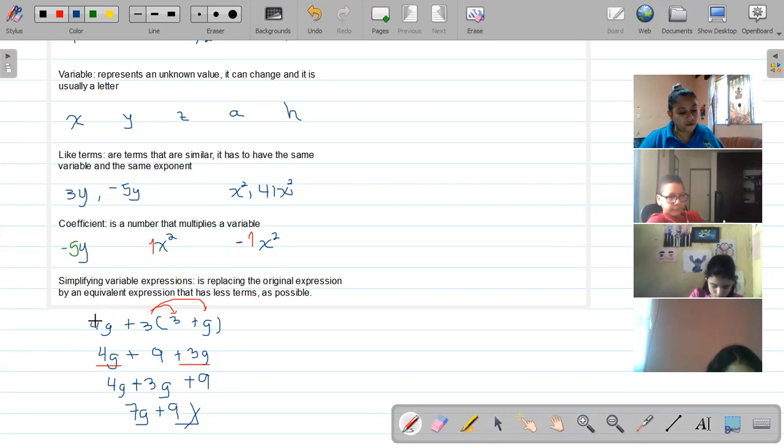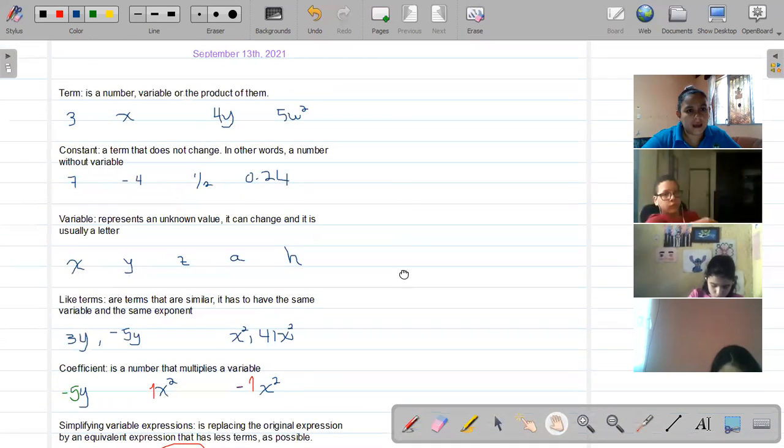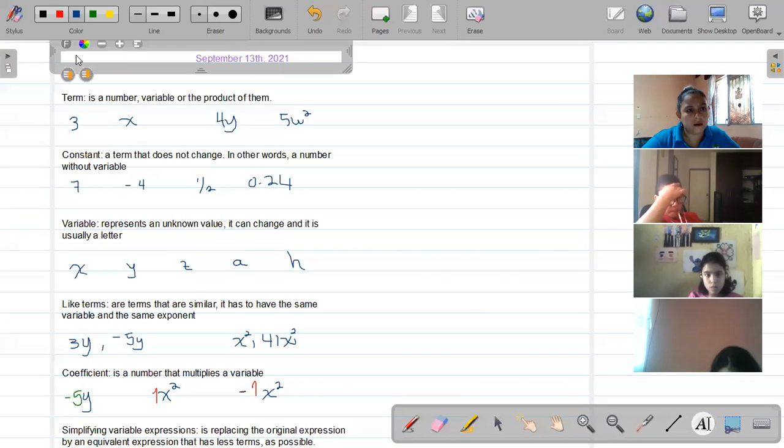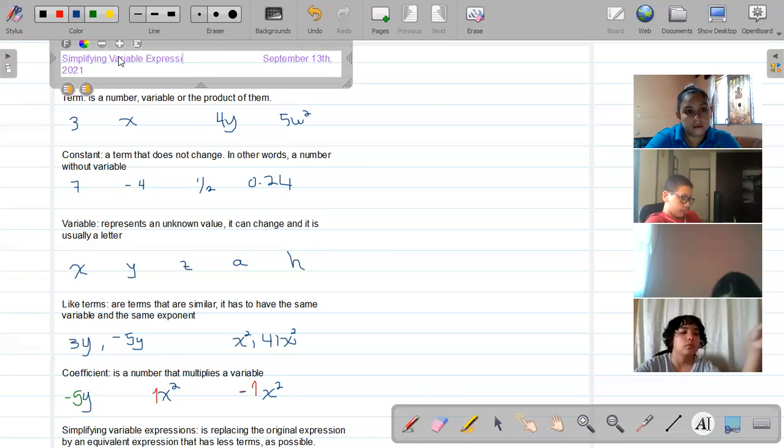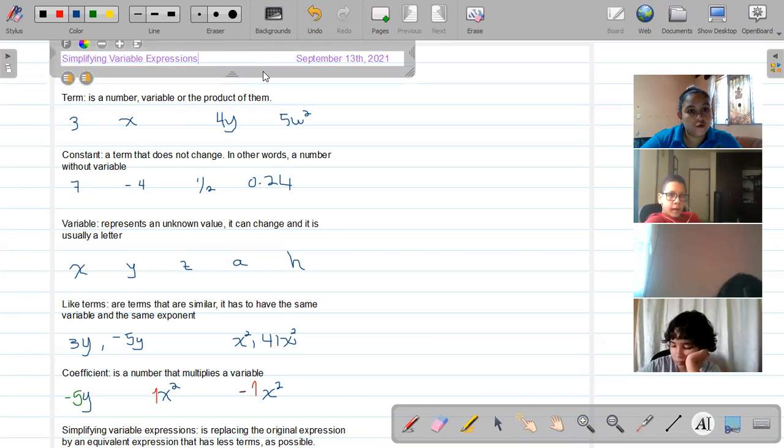Do you guys have a question so far? No questions. Okay, then let's place a topic to this. What is the topic's name before we go to do any classwork or anything? What's the topic's name? It's in there. In the definitions, it's in there. What do you think the topic will be? Simplifying variable expressions. Exactly. Simplifying variable expressions. And that is the topic for today.